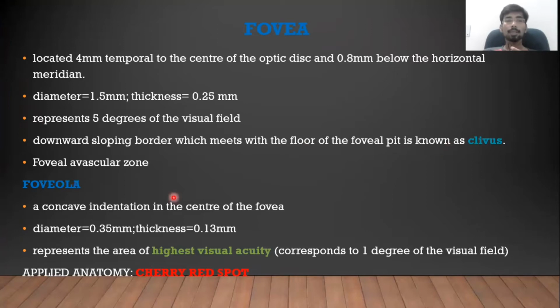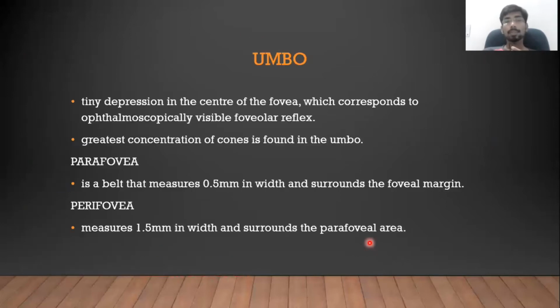Foveola is concave indentation in the center of the fovea. Diameter is 0.35 mm. Thickness is 0.13 mm. Foveola represents area of highest visual acuity corresponds to 1 degree of visual field. So cherry red spot we see in the fovea. Umbo is tiny depression in the center of the fovea which corresponds to ophthalmologically visible foveolar reflex. Greatest concentration of cones is found in umbo.